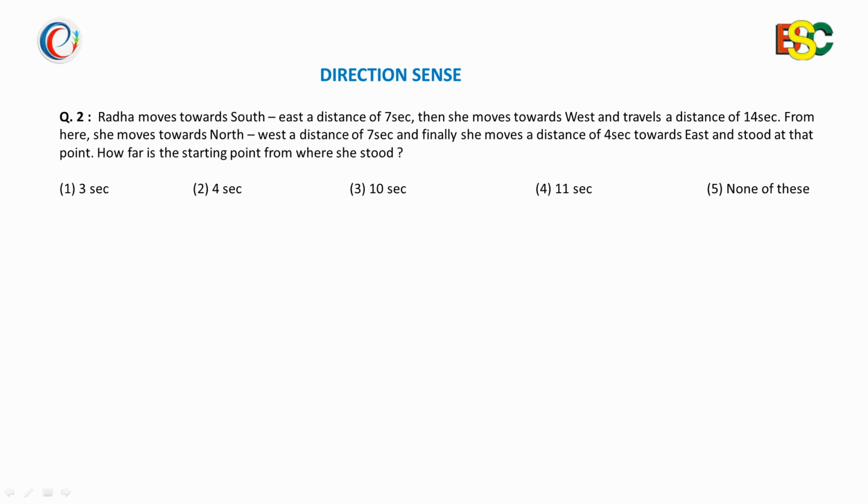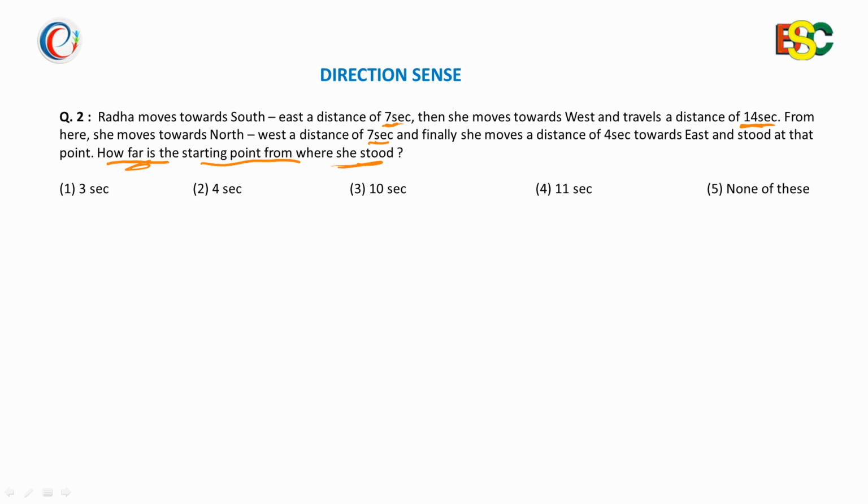Okay, here in this question it is asking how far is the starting point from where she stood. So it means you have to find the distance in terms of seconds only, because the given information is in seconds. So here you have to find the distance. So while drawing the figure of this diagram, we will write these values, these times as well.